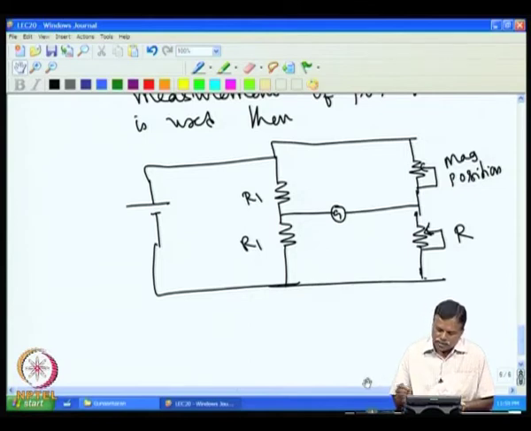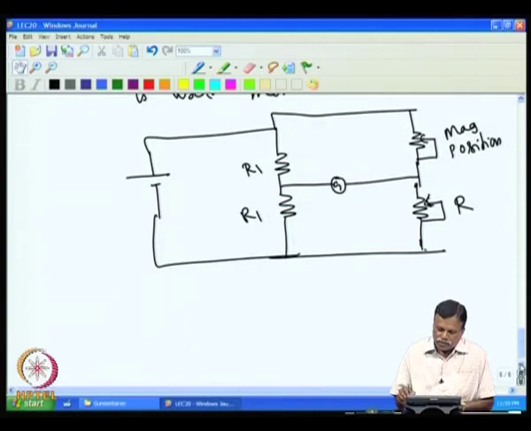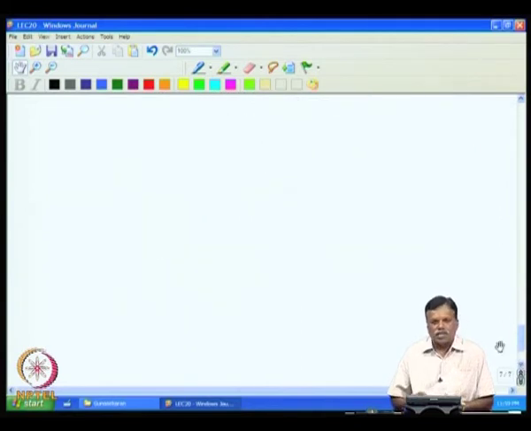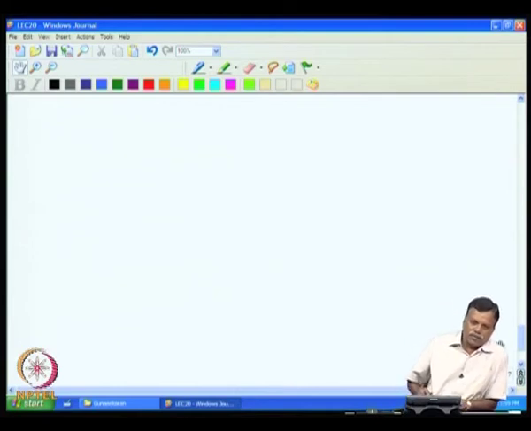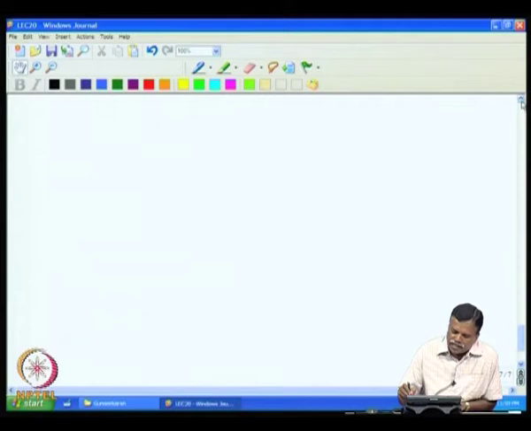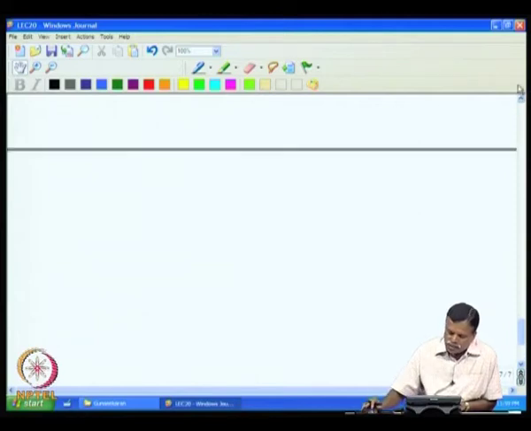So, this is the bridge method that was there. Now, what is the technique that is used in today's world? Of course, there are drawbacks in this bridge method. The main drawback is the voltage that you get is unbalanced.